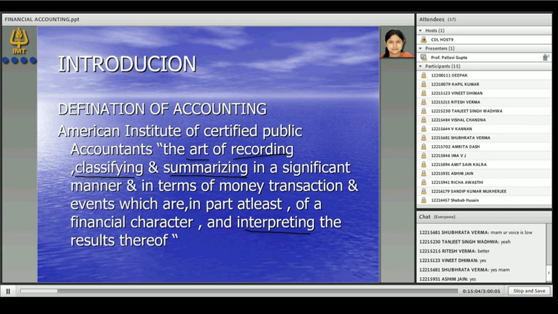So accounting is basically the art of recording, that is, we need to record the transactions, we need to classify them and we need to summarize them. In a significant manner means the manner which is useful for the business. And what we need to classify and summarize is the money transactions and events which are in part at least of a financial character.